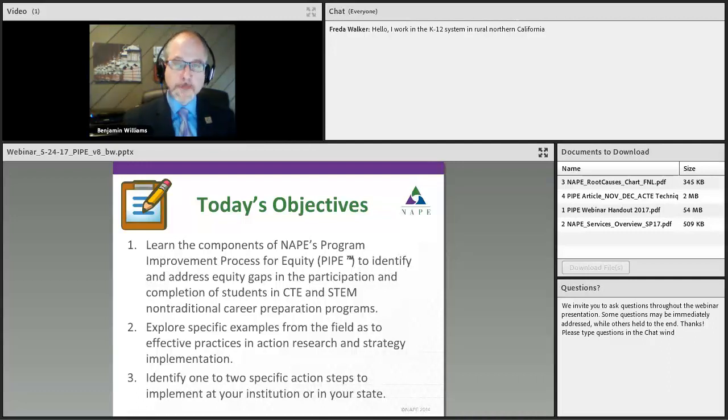We're going to explore specific examples from the field as to effective practices in implementing these types of strategies and using PIPE to really lead to a greater understanding of students' experiences and how to remove barriers to students' access and success in CTE and STEM. And our goal is that each of you can also identify 1 to 2 specific action steps that you might take at your institution or in your state based on what you've learned today, the conversation that we've had with those who are doing the work in the field, as well as those who are engaged in the webinar.